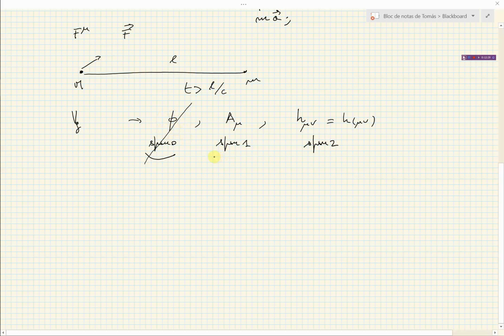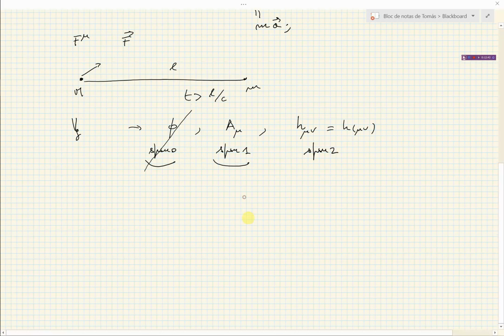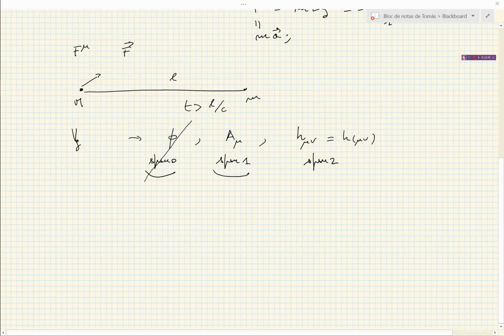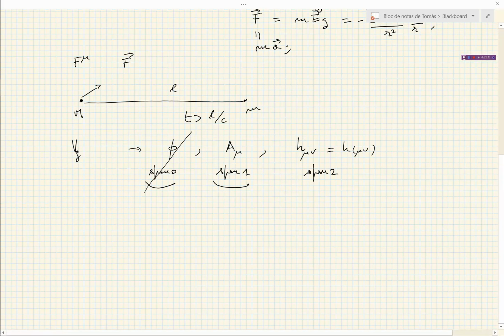Okay, so the next possibility would be A mu. A mu does not couple directly or easily to the energy momentum tensor, but okay, let's consider this for a moment, and you could think first of the free gravitational field, just as one can study the free electromagnetic field in absence of sources.